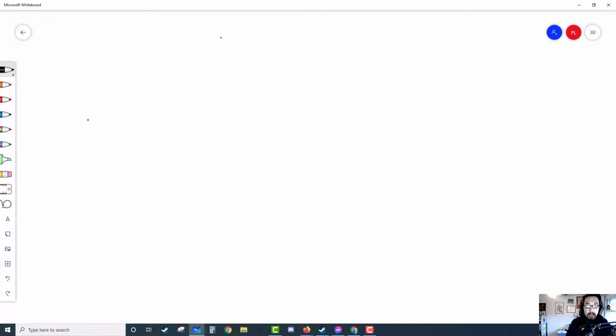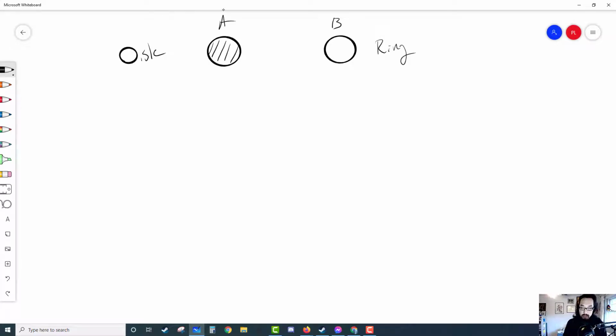We have pulley A, and pulley A is a solid disc, okay? And we have pulley B, and pulley B is a concentrated ring. So here we have a disc system, and here we have a ring system. Both of these pulleys are being pulled by a spring scale, and that spring scale exerts a force down, like so.